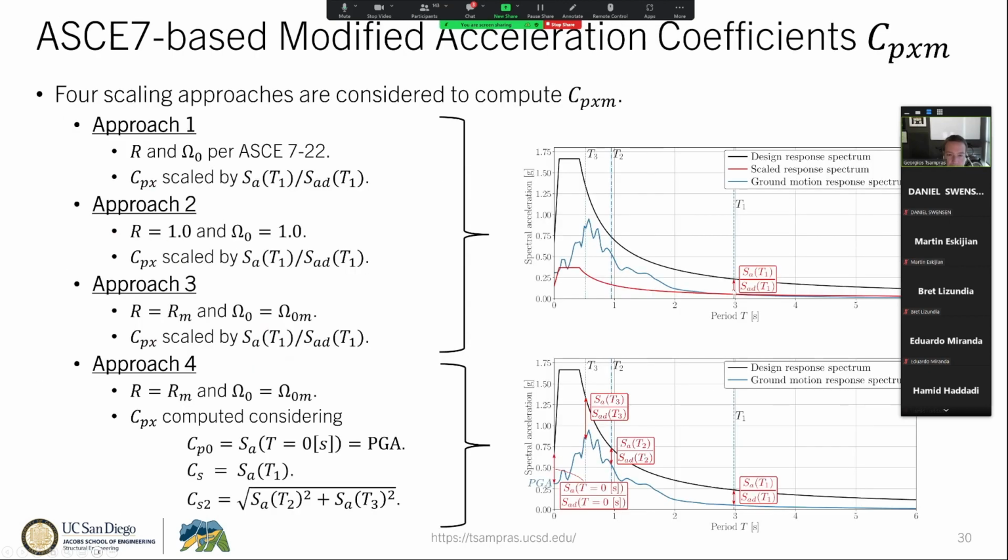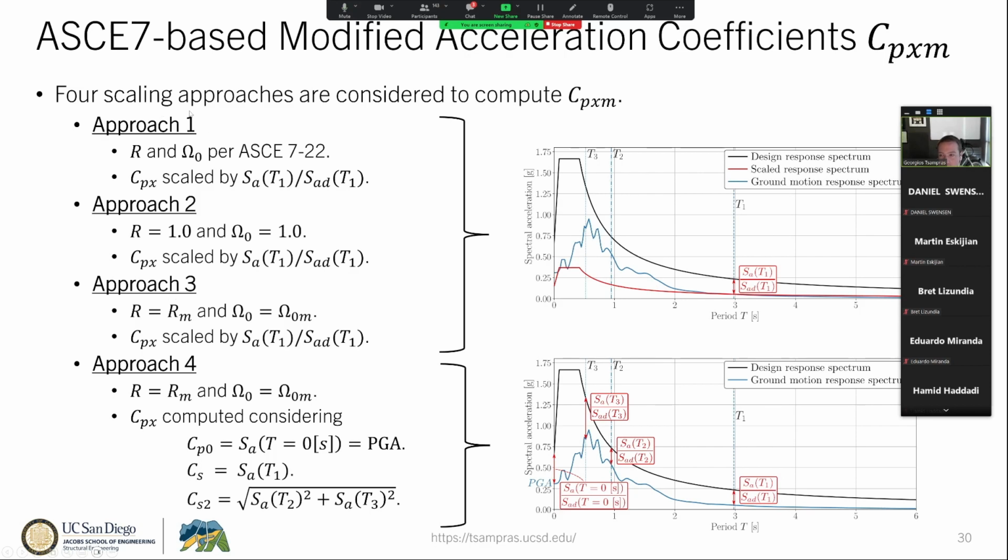So once we have this information, we can go ahead and actually use the ASCE 7 based design equations and compute modified acceleration coefficients considering the seismic intensity that we have observed based on the recorded acceleration data.